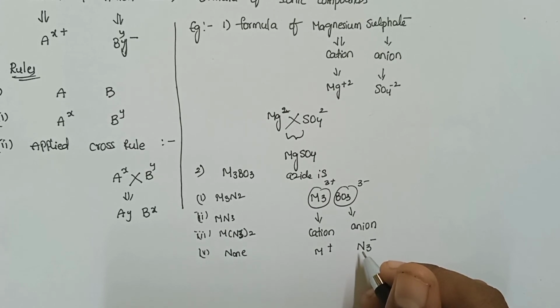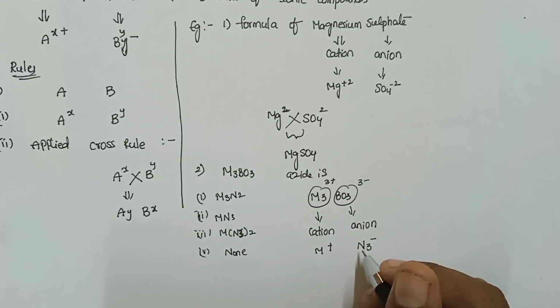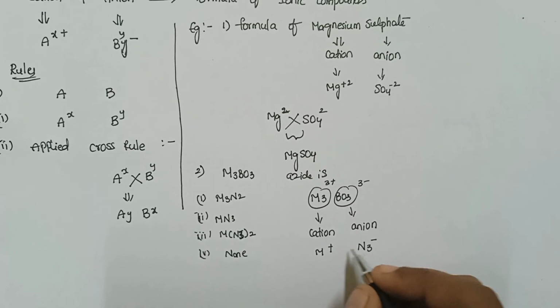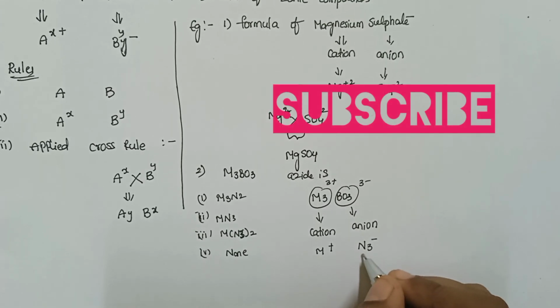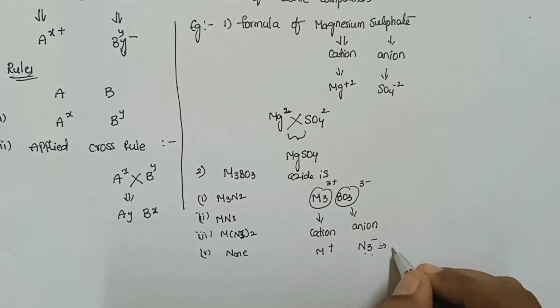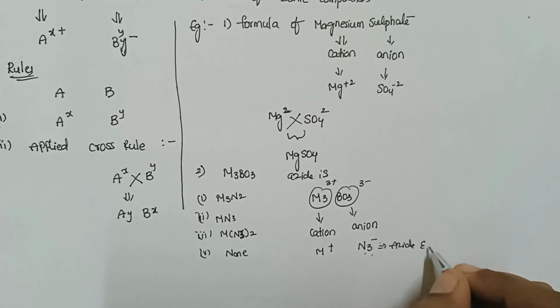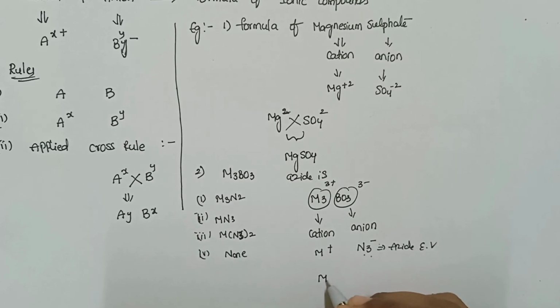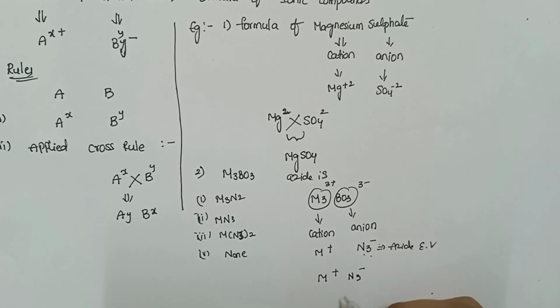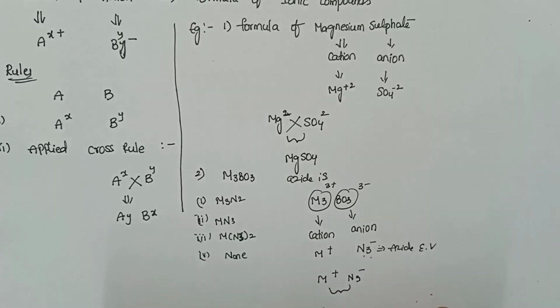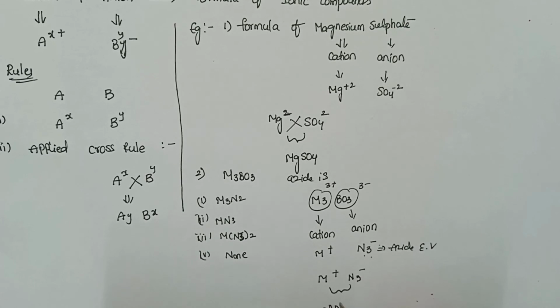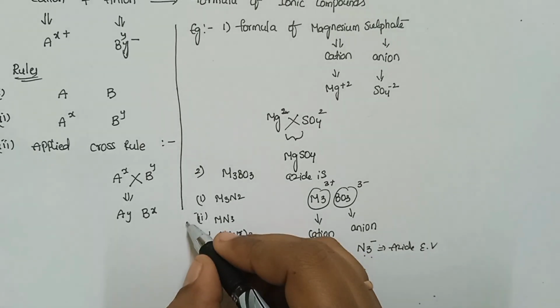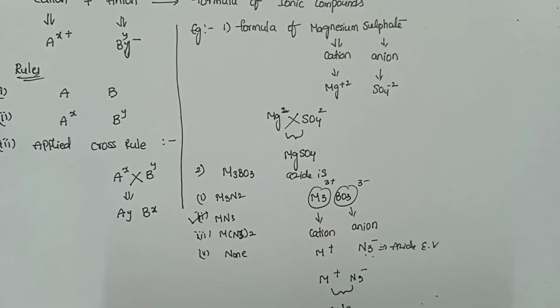Okay, the question is, the formula of metal borate is M3BO3, then the formula of its azide. We find azide electrovalency, N3 minus. Then M plus, N3 minus. The result is MN3. So the answer is the second option.